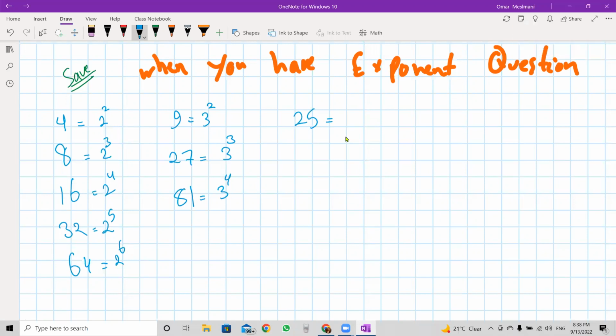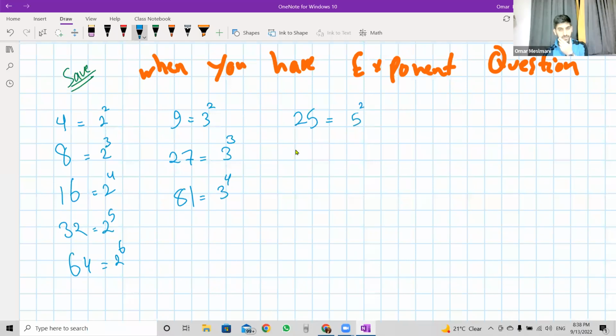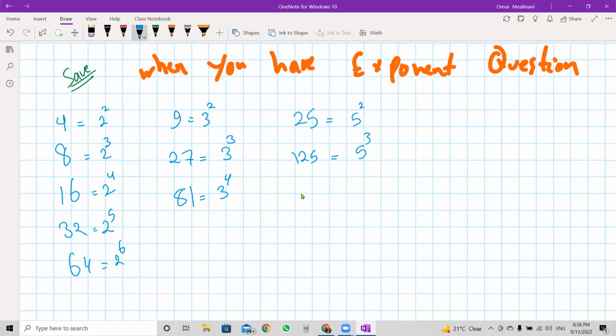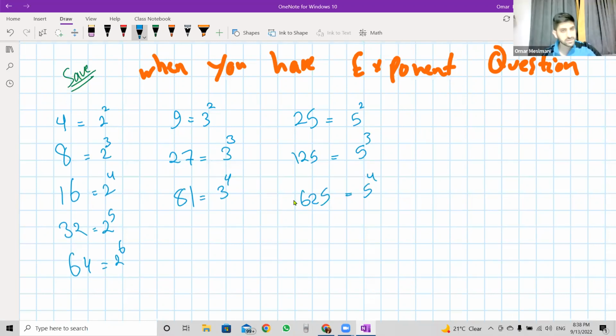25 is 5 power 2. 125 is 5 power 3. 625 is 5 power 4. So all of these, you know them before, but I'm just highlighting them. If you want to write them down, because you're going to use them.